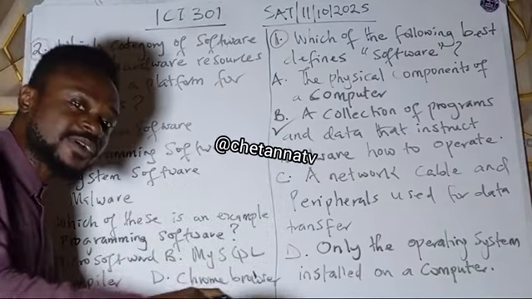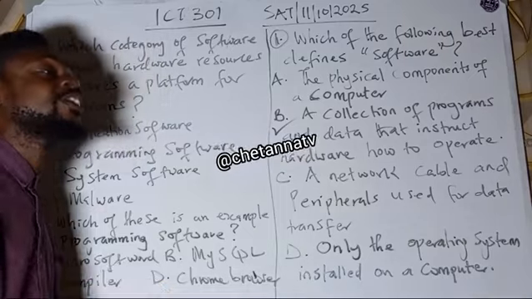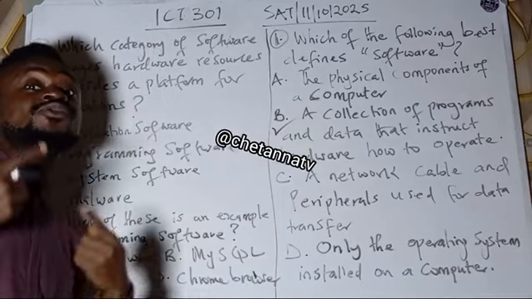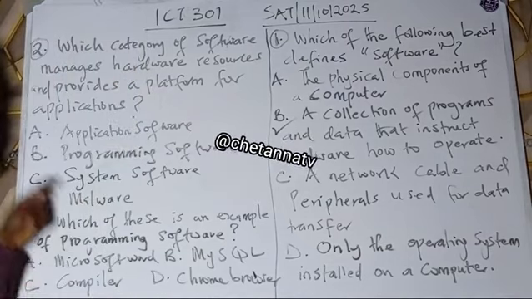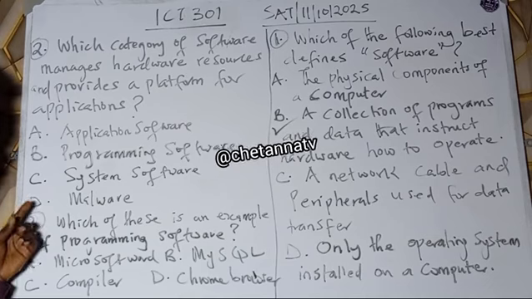System software must be inside to be able to open it. The keyboard you press and other things you do with the device, before you even start installing what you want to use to do your work, system software must be there. So the answer is what? System software. Let's look at option D.